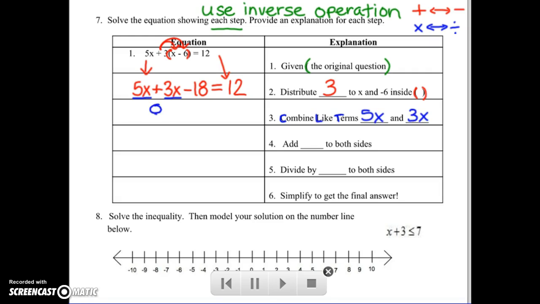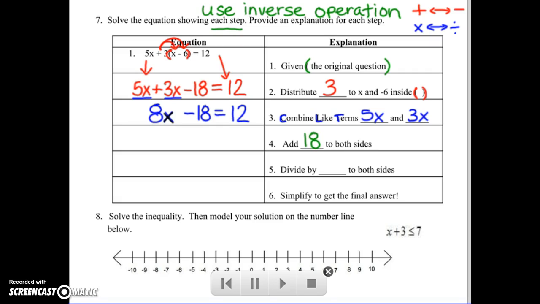Then the next step we always ask is, can I combine like terms? Remember, like terms are either numbers or variables, the same variable, on the same side of the equation. In this case, 5x and 3x are on the left-hand side of the equation. 5x plus 3x becomes 8x.